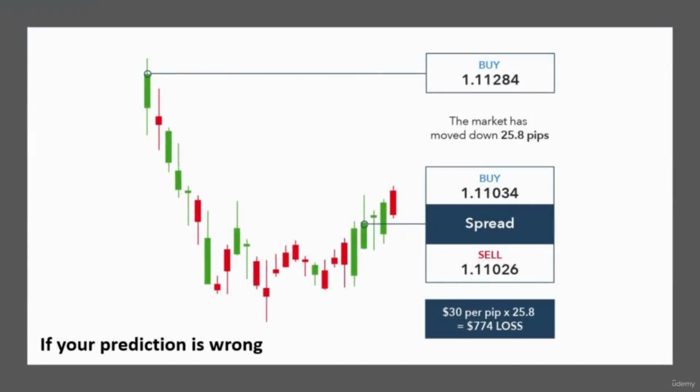Graphically, we can look at this and see, okay, we opened our position at 1.11284. Market moved down 25.8 pips. And so we ended up having to reverse that out at the lower amount, and so we had a $774 loss, right? Is what we had, because we bought, now we had to sell, so we're selling at 1.11026. So there's an example of the loss.